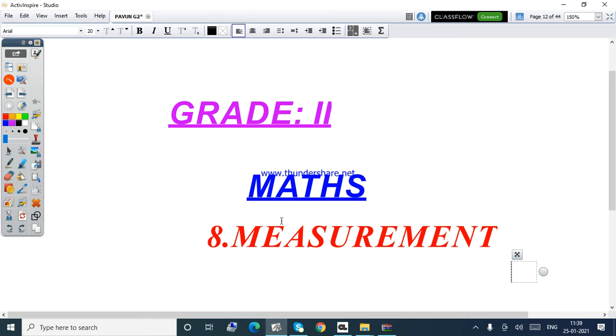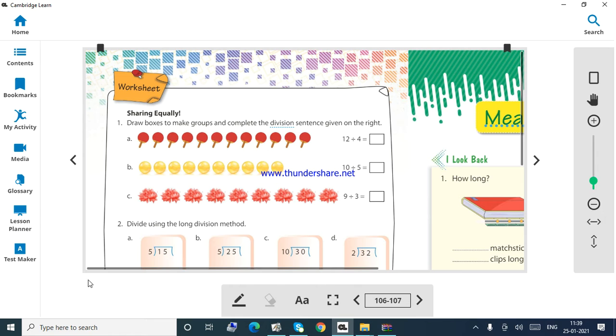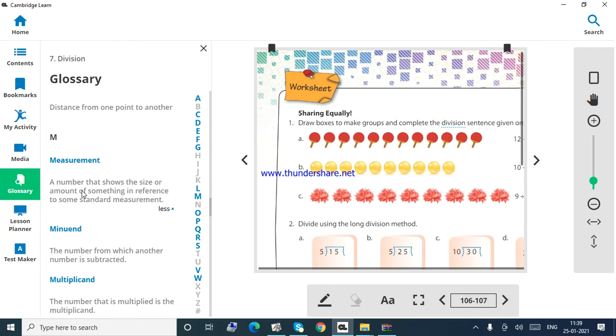Grade 2, Subject Maths, Chapter 8, Measurement. So, what is meant by measurement? A number that shows the size or amount of something in reference to some standard measurement.